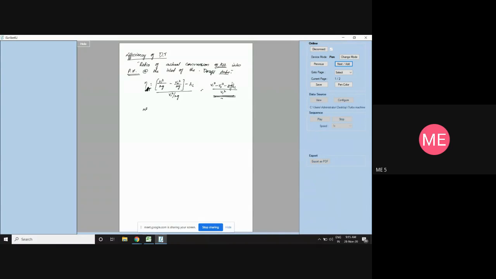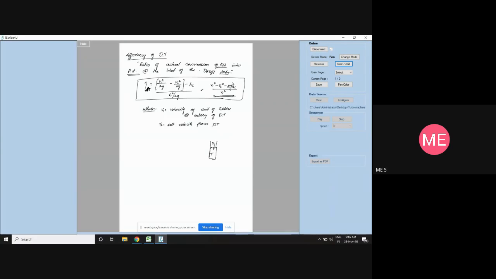Here, don't get confused between this V1 and the earlier V1. This V1 is nothing but the velocity at exit of the turbine, or entry of the draft tube, and V2 will be the exit velocity from the draft tube. This is the formula for the efficiency, but as per the figure we understood, this was a turbine and this was the penstock.